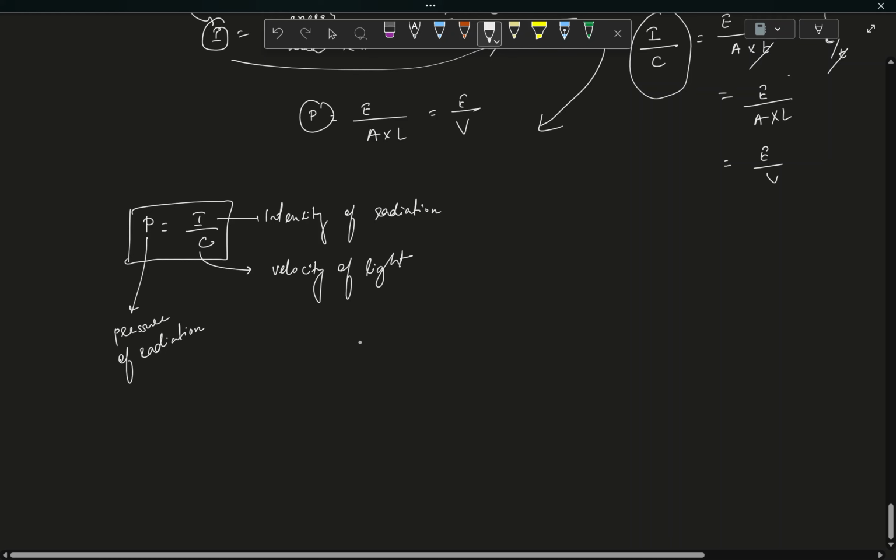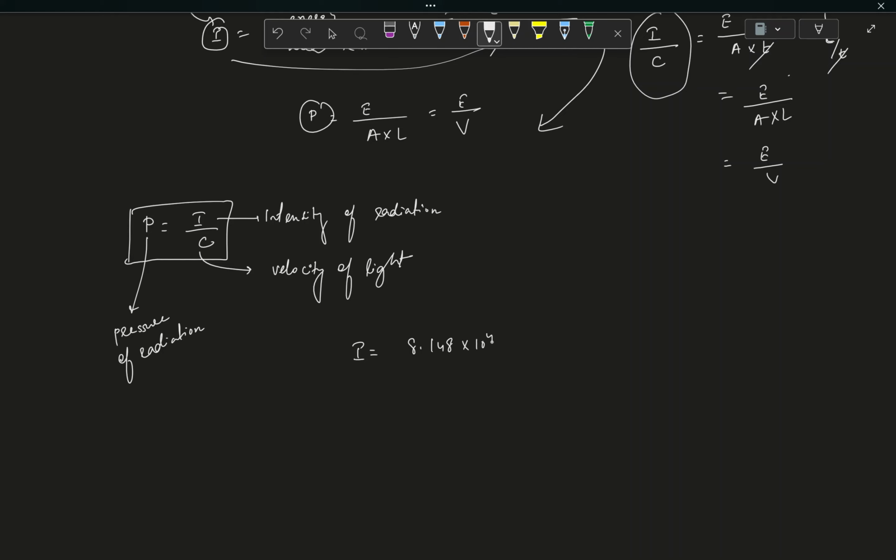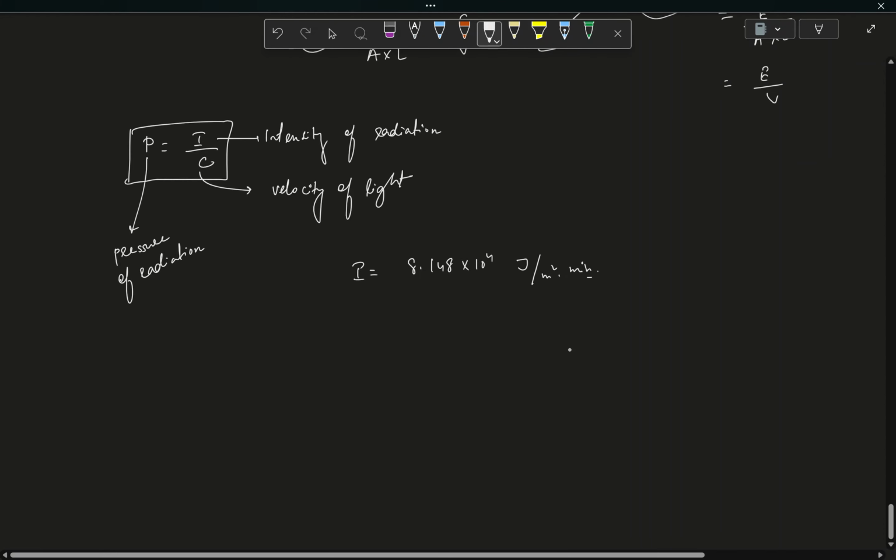So there you have that intensity is equal to, now it is given that sunlight intensity radiation is 8.148 into 10 to the power 4. It was what? Joule per meter squared minute, right? But you have to have joule per second, so you have to convert that minute into second. So divided by minute means 1 minute equal to 60 second, right?